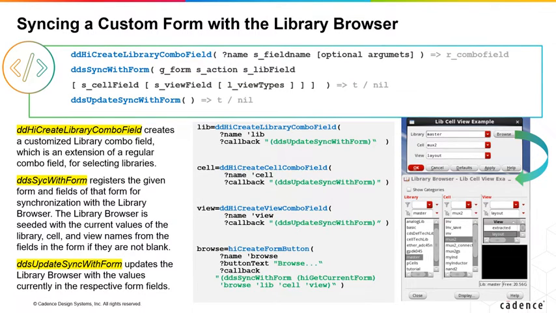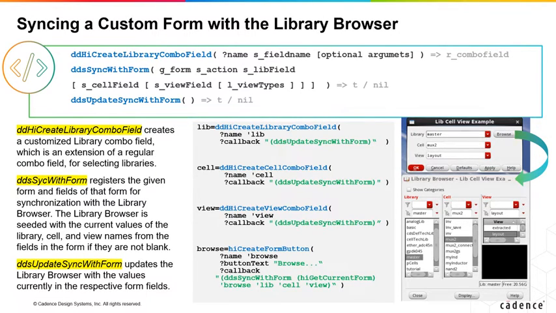Okay, the reason you might want to do this is because you have a form that needs input from the user on a library, a cell, and a view, and you'd like to use the same library browser utility that they're used to seeing with the library manager. So there's a couple of things you need to do. You're going to need to use the skill functions noted here.